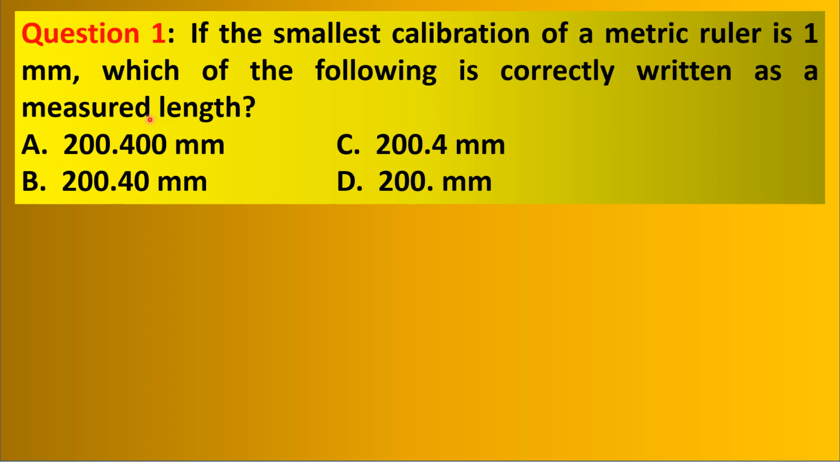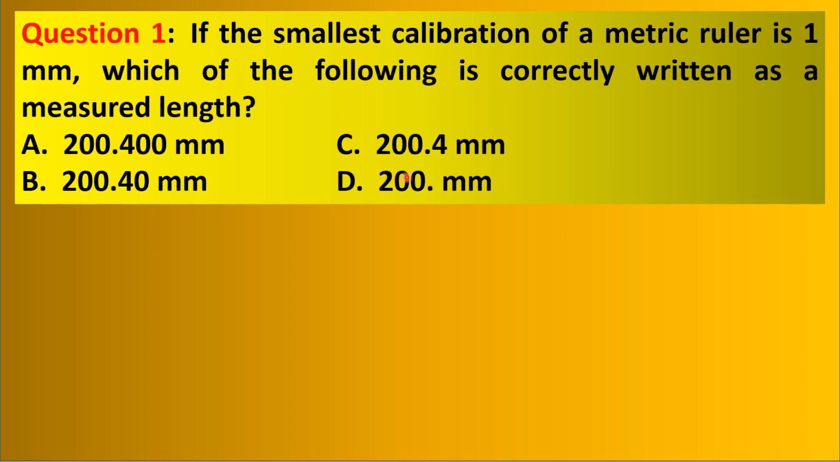We now have our first question, which is a multiple choice question. If the smallest calibration of a metric ruler is 1 millimeter, which of the following is correctly written as a measured length? Option A, 200.400 millimeters. Option B, 200.40 millimeters. Option C, 200.4 millimeters. Or option D, 200 point millimeters.